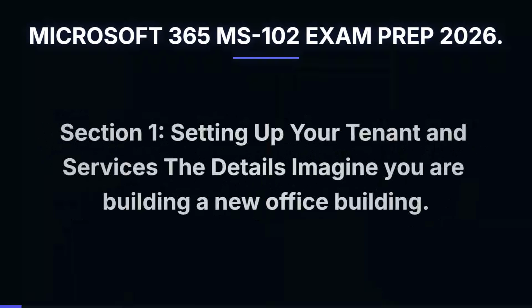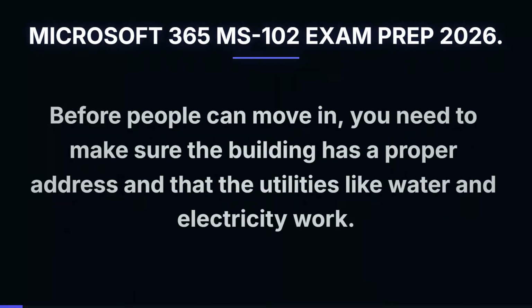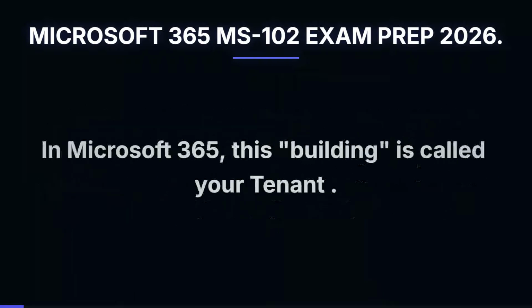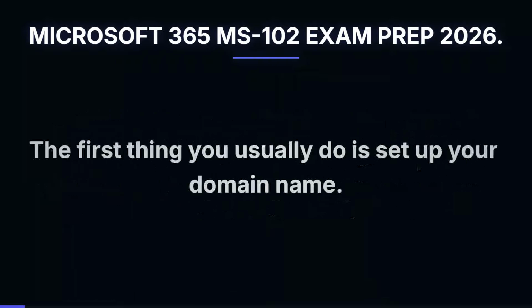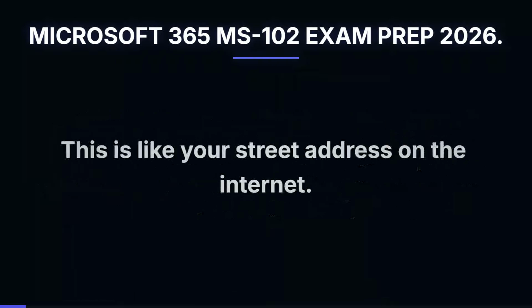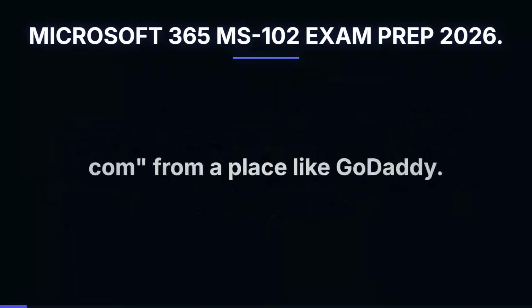The details. Imagine you are building a new office building. Before people can move in, you need to make sure the building has a proper address and that the utilities like water and electricity work. In Microsoft 365, this building is called your tenant. The first thing you usually do is set up your domain name. This is like your street address on the internet.